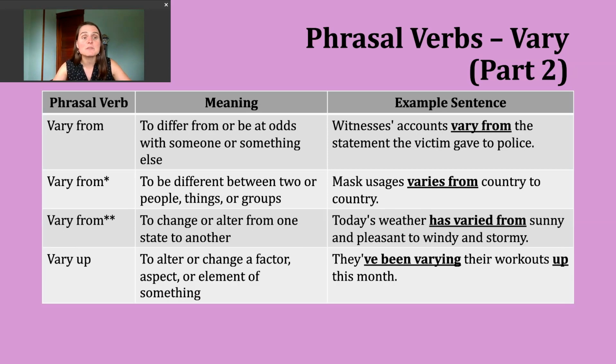Let's keep talking about some other phrasal verbs you might encounter. The next is to vary from. This can also have three different meanings. One way to use it is to mean to differ from or be at odds with someone or something else. An example of this might be, witness accounts vary from the statement the victim gave to police.